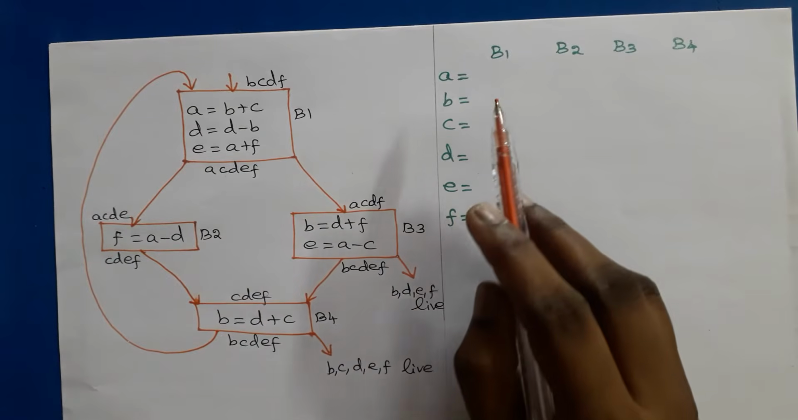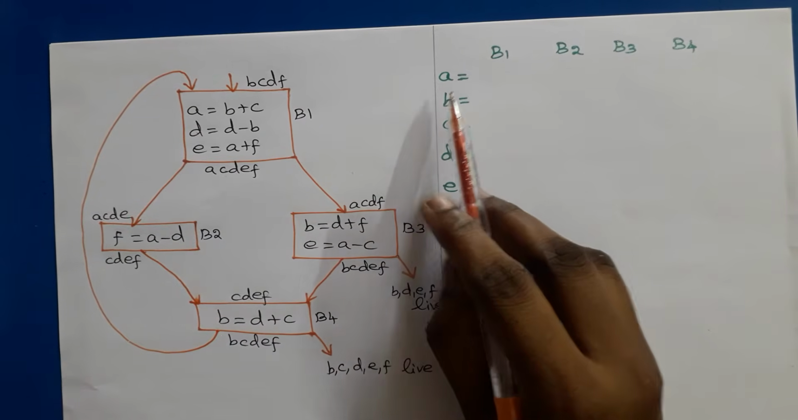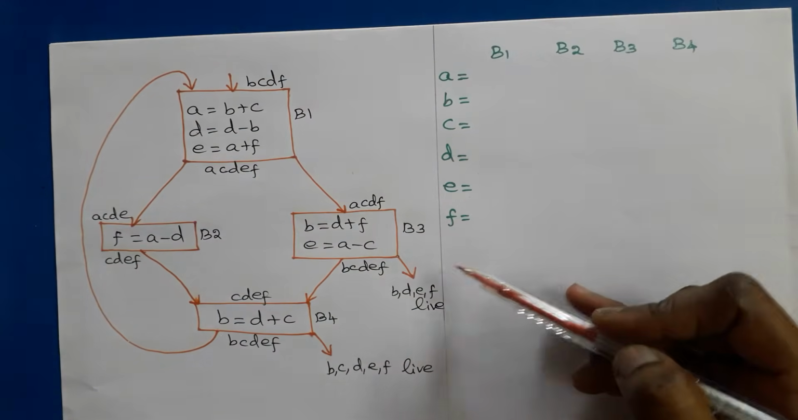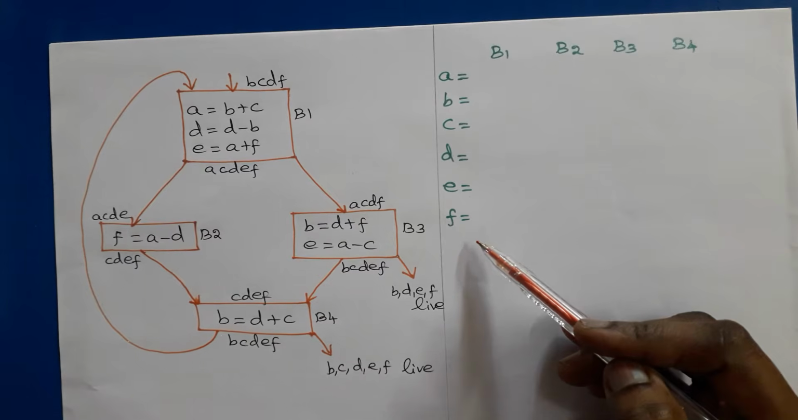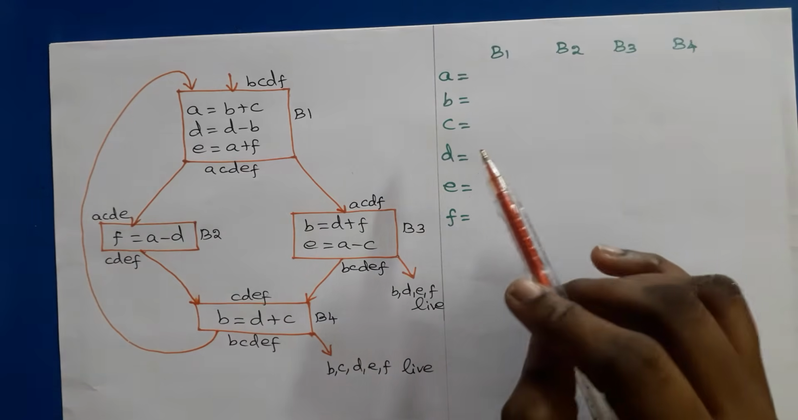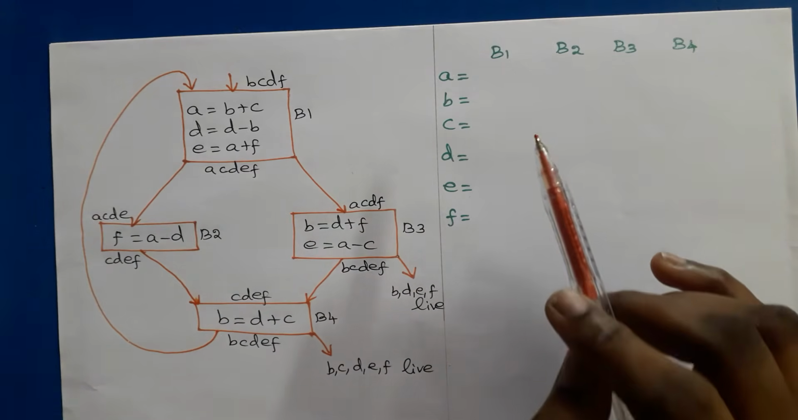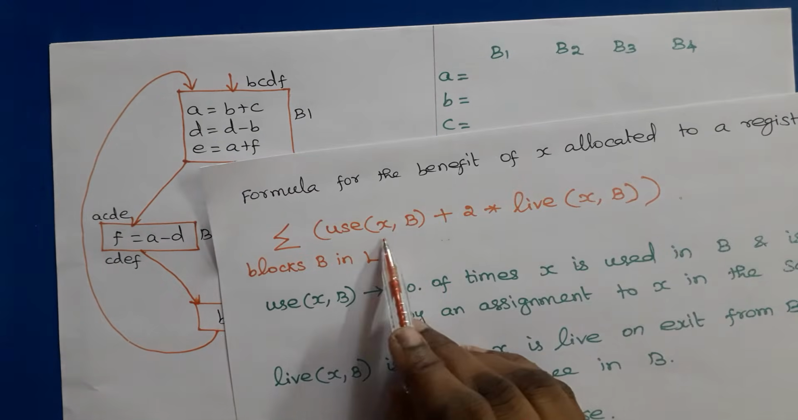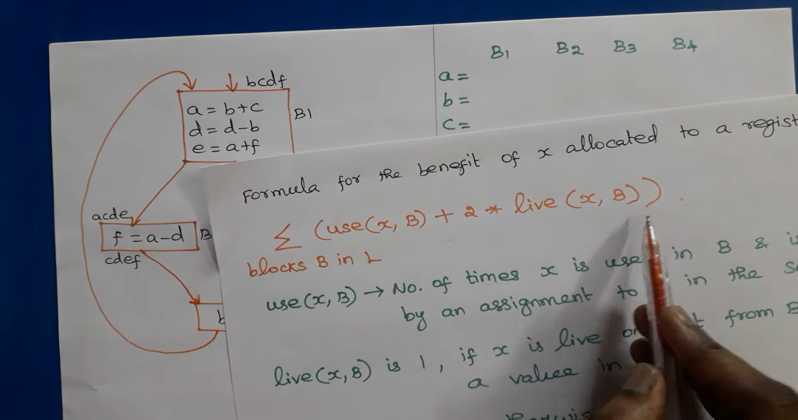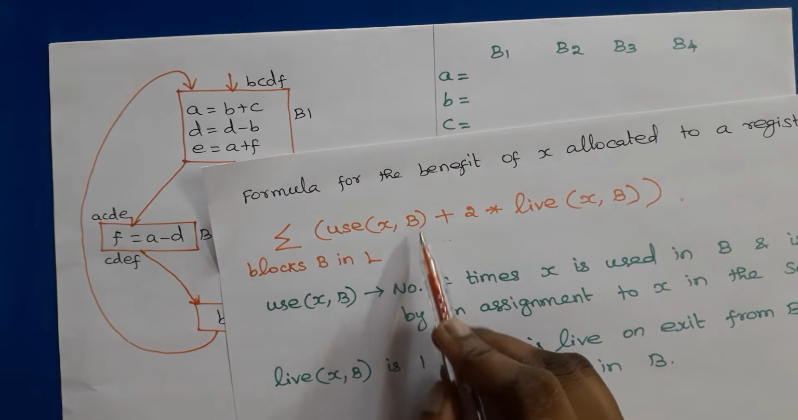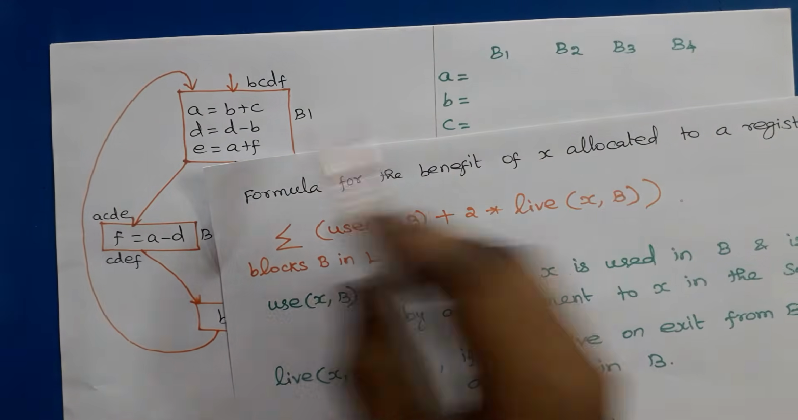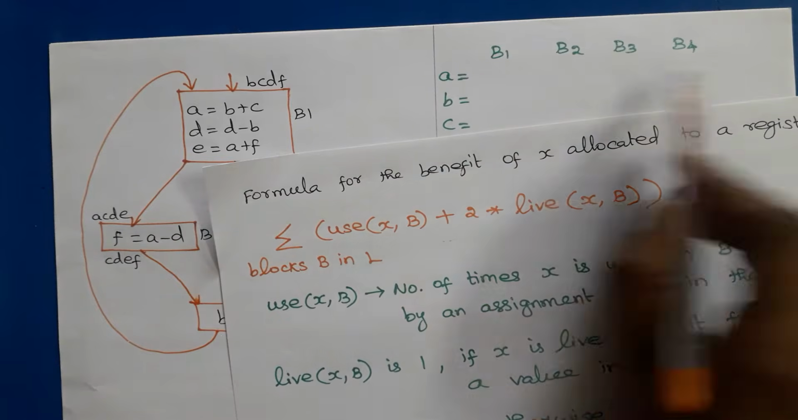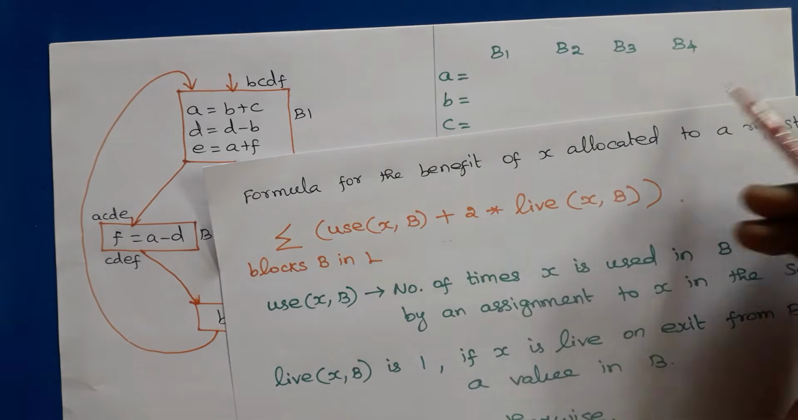So now we are going to calculate the usage count for all the variables used in this flow graph. So A, B, C, D, E, F, 6 variables are used in these basic blocks. So we are going to find the usage count. What is the formula? Use of x comma b plus 2 into live of x comma b. So first we need to consider B1. This loop involves 4 blocks B1, B2, B3, B4. So the summation of all should give the usage count for A.